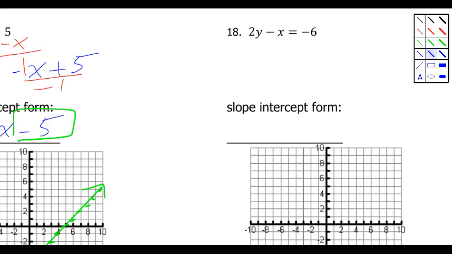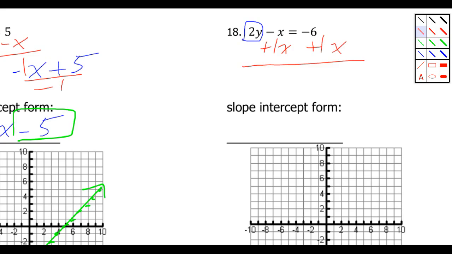So number 18, we want to get y by itself. So I'm going to box 2y in. I have to get rid of this pesky little minus x right there, so I'm going to have to do the opposite, which is add 1x to both sides. I've got to do it on both sides. So I get 1x minus 6, and those two are a zero pair. They cancel out.